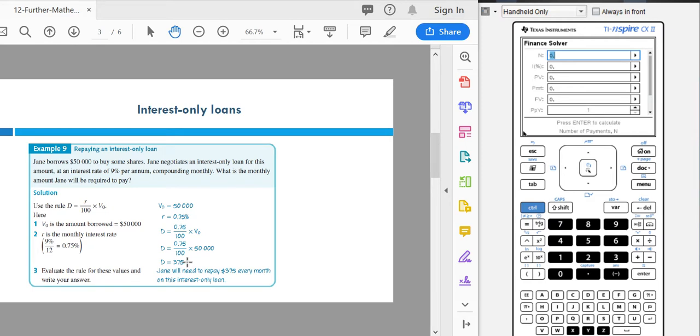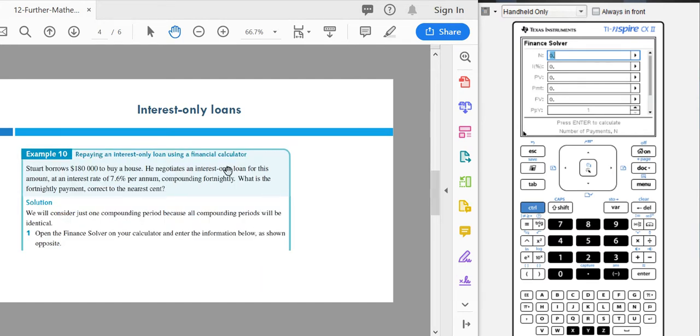But at the end of the year, she did that for 12 months, she still owes the bank $50,000. So where's she going to get the $50,000 from? Sell the shares, hopefully they've gone up, and then she can return the money to the bank. She's got a profit, but don't forget she has to pay tax on that too, because it's income.